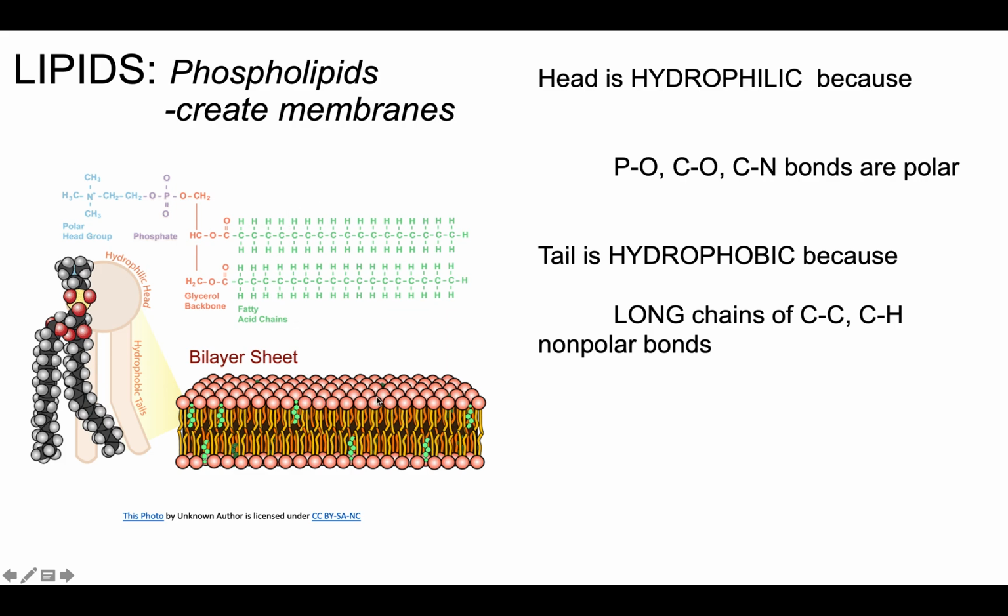Phospholipids can create a bilayer sheet. These polar heads here face on the outside towards water. The inner side is going to contain the hydrophobic tails.